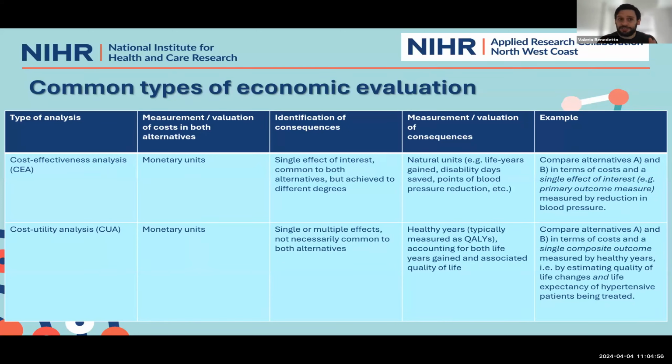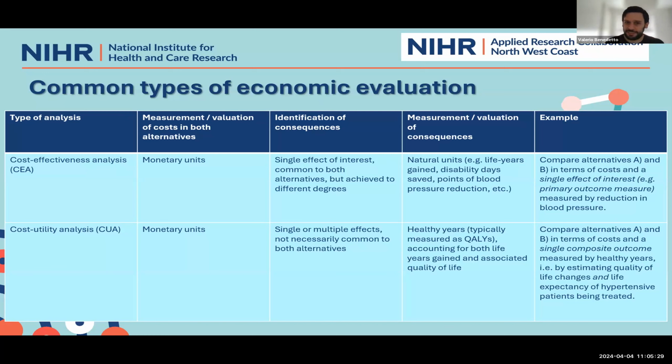And that's the single effect of interest we are talking about, which is common to both alternatives. So you got alternative A, alternative B, both trying to improve the conditions of people with hypertension. And this effect will be achieved to different degrees. Alternative A might be more effective at reducing blood pressure compared with alternative B, for example. But it's important, again, to note the relevance of the metric we are choosing in that specific health area.